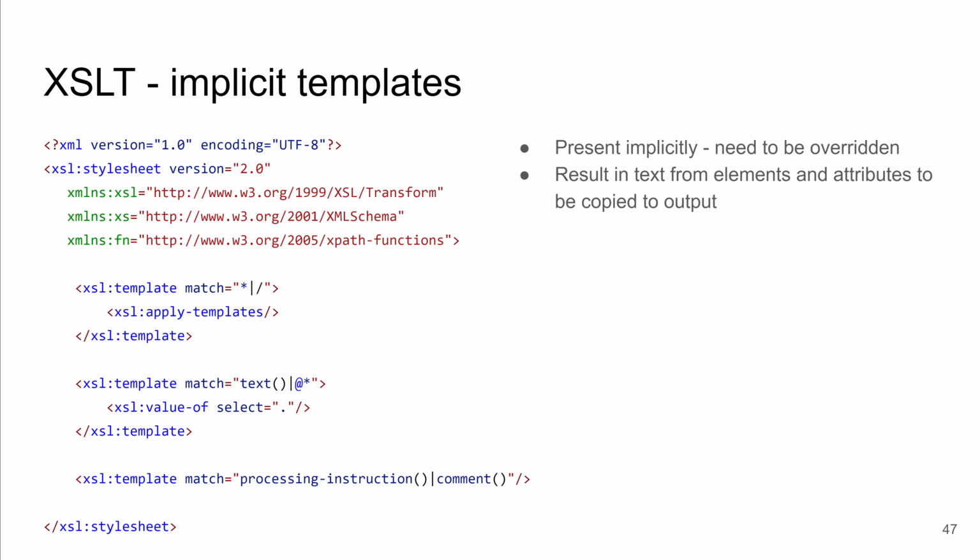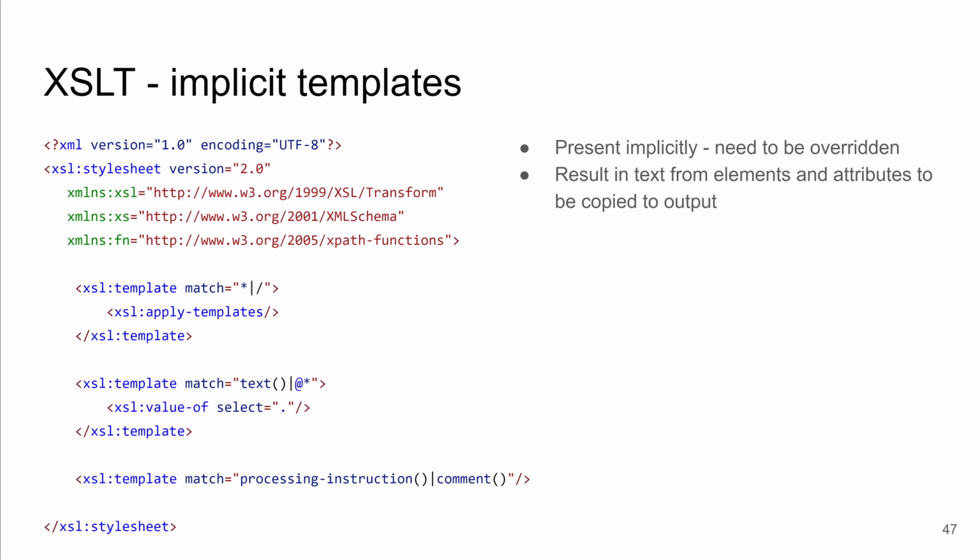The second implicit template says that it matches all text and all attributes. And when it comes across a text or attribute, it selects dot, which is the shortcut for self, and node access function, which in case of text or attribute results in the actual text or the content of the attribute. So this template is responsible for actually outputting the text that we have seen before. The first template is responsible for going through each element in the input document.